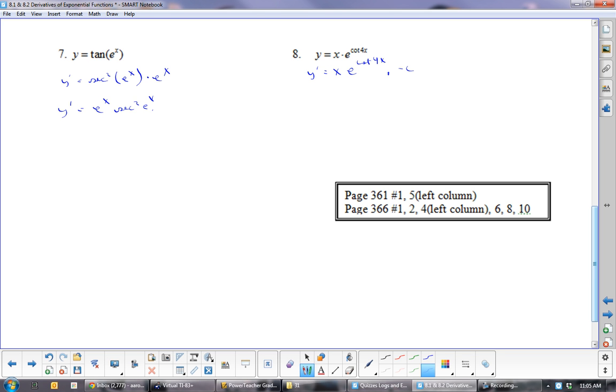negative cosecant squared 4x times 4, right? We still have to keep doing that derivative of the inside. So you can put this all in brackets, because that really is all together, plus the derivative of the first, which is 1, times e to the cotan 4x.